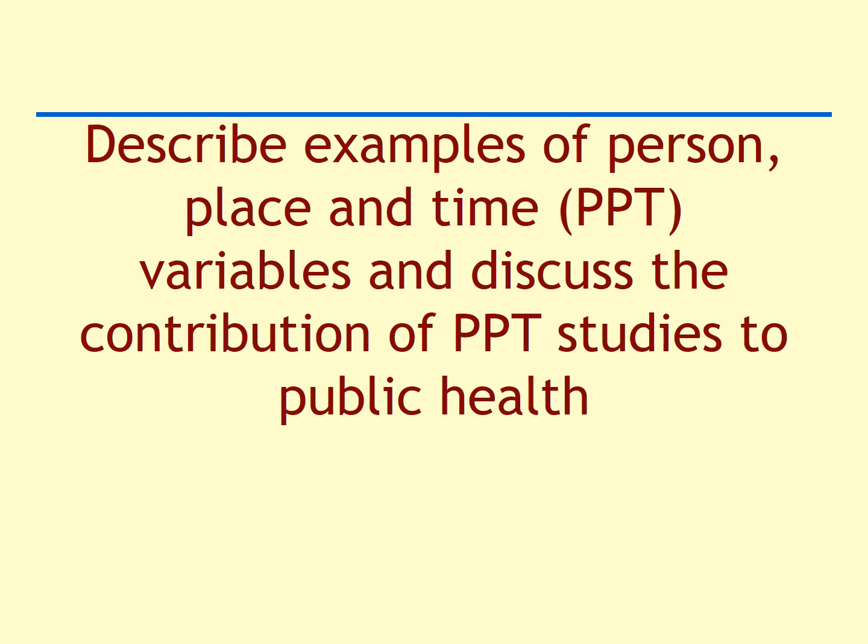In this segment, we're going to think about the learning objective: describe examples of person, place and time variables, and discuss the contribution of person, place and time studies to public health. Historically, epidemiological investigations have been thought of in terms of an epidemiological triad composed of 3 groups of factors. So we're going to think about the use of this sort of model in public health investigations.